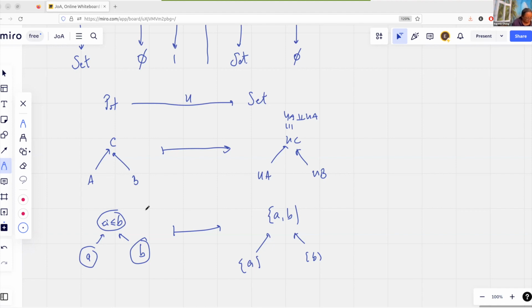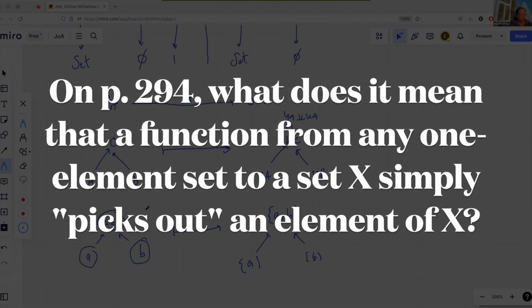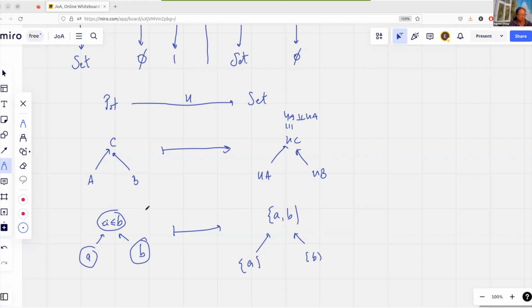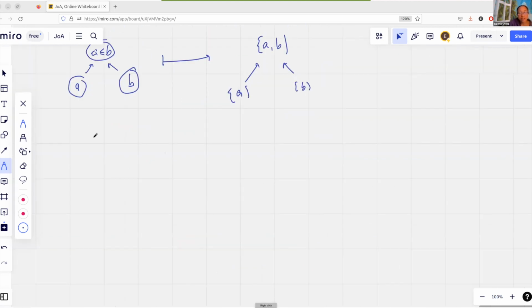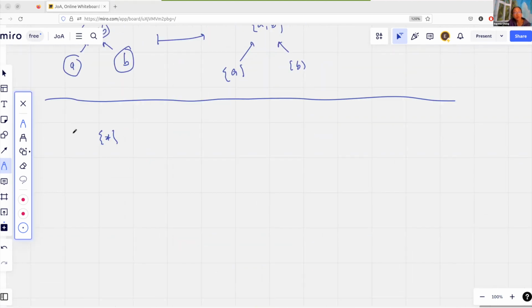Next question, page 294 to 5. I'm wondering if you could say more about what picks out means in the sentence, a function from any one element set to a set X simply picks out an element of X. Does it highlight that something exists which doesn't change the set it's picking out from, or does it take something out of the set which does change it? No, it doesn't change it. You're right. It just chooses it. So if you think about it, what is a function from the one element set?